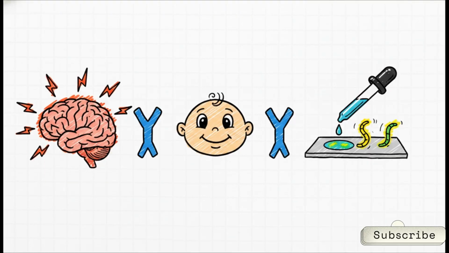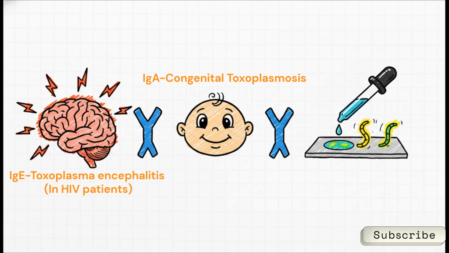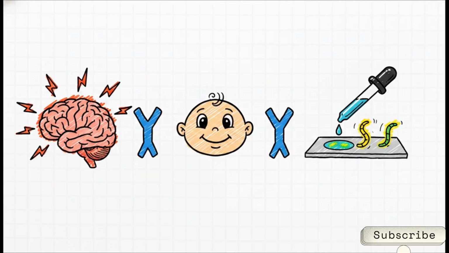Also, do not forget the exceptions because IgG and IgM aren't the whole story here. Use these memory hooks. IgE is your main marker for encephalitis in HIV patients, E for encephalitis. IgA is highly useful for diagnosing congenital toxoplasmosis in babies. And finally, you absolutely must know the name Sabin-Feldman dye test. This is the gold standard complement-mediated neutralization test. The exam question will almost certainly test the fact that it specifically requires live tachyzoites to perform, which is exactly why it's mostly restricted to specialized reference labs.